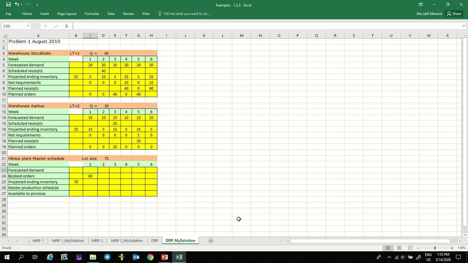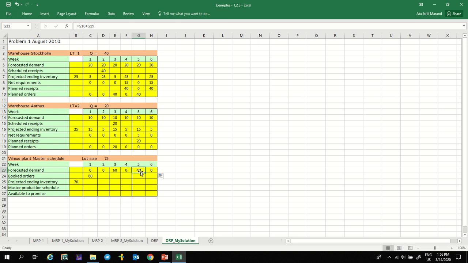For week 1, we will take the planned orders in the warehouses as the forecasted demand. So from the warehouse in Stockholm, we have 0 planned orders, and in Aarhus again it is 0. So the forecasted demand in week 1 is equal to 0. But if we do the same calculations for the next weeks, we can see that, for example, in week 3 we have a forecasted demand equal to 60, which is 20 from the warehouse in Aarhus, and 40 from the warehouse in Stockholm.